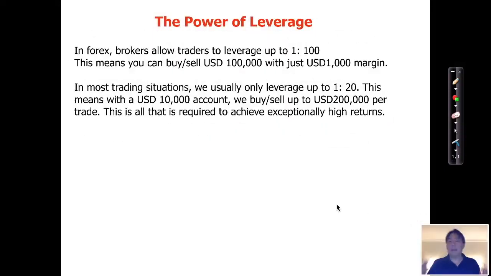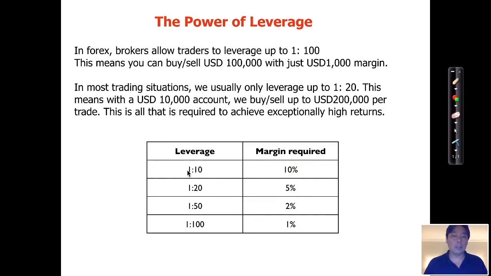So again, let me just talk a bit more about leverage. In Forex, most brokers will allow traders to leverage 1:100 times. That means you can buy or sell 100,000 US dollars worth of currency with just $1,000 in your account. But in most trading situations, we usually only leverage 1:20. This means that with a $10,000 account, we usually will buy or sell up to 200,000 worth of the currency at the very most. And that is all that's required to achieve exceptionally high returns consistently.